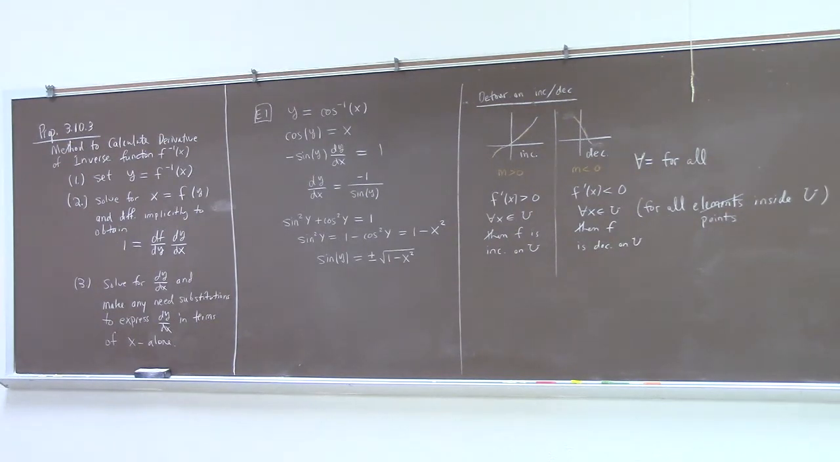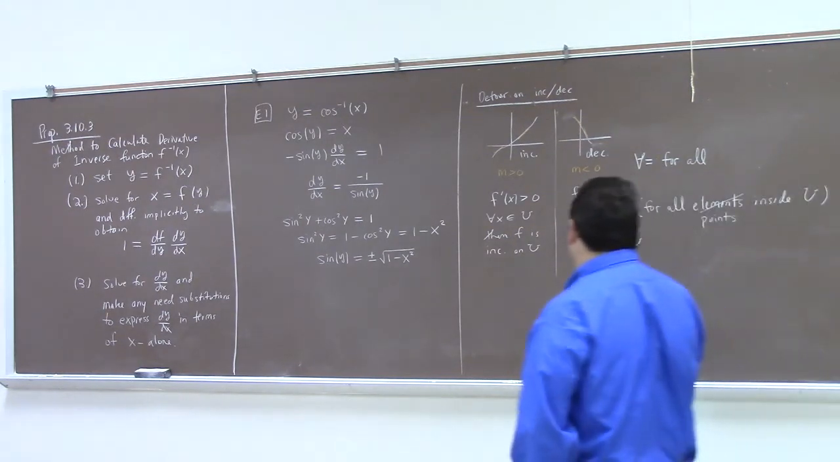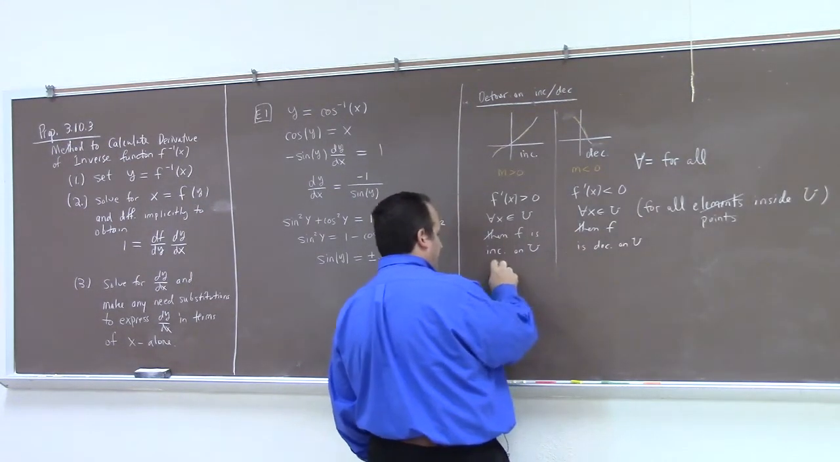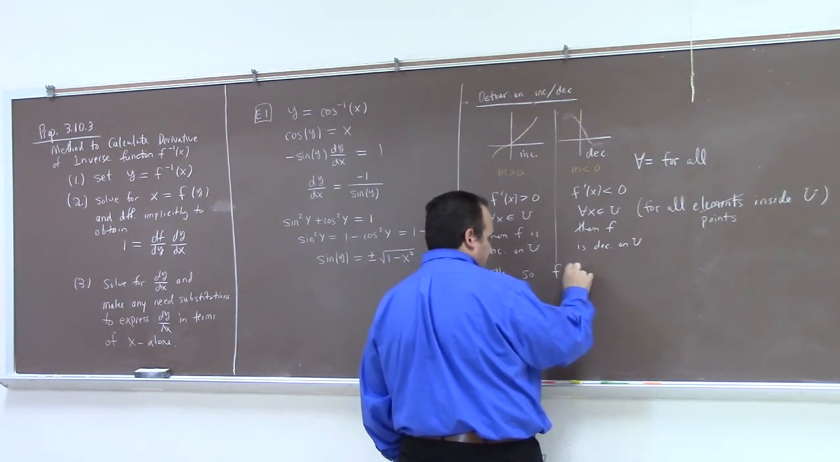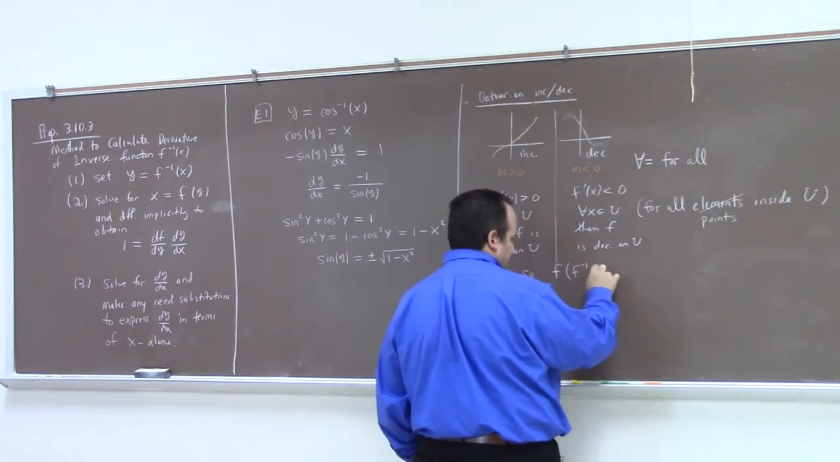In fact, it's okay if it's less than or equal to zero. No, I'd be careful. All right, so my point to you: positive, increasing; negative, decreasing, right? So what does this have to do with our current discussion? Well, how are f and the inverse of f related? What formula do we have? F of f inverse of x is equal to y.